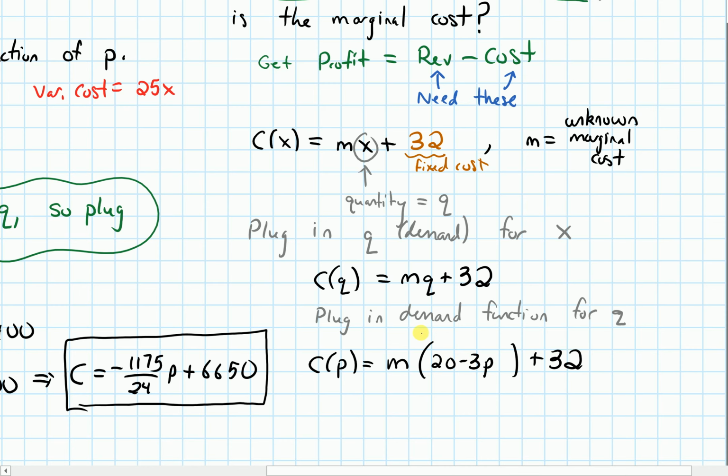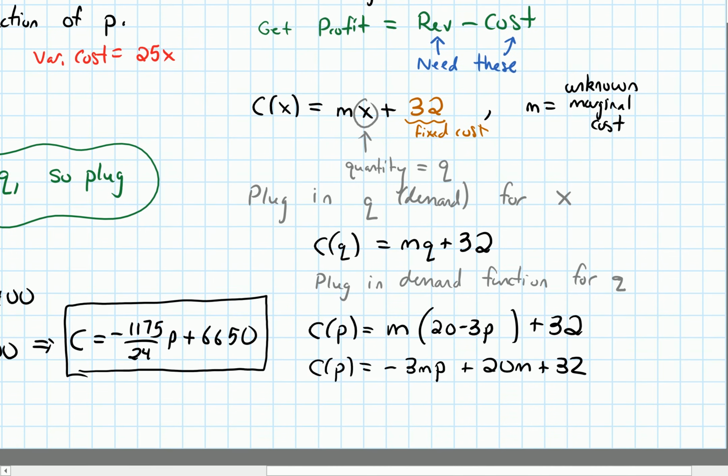And I can go ahead and distribute this and combine some like terms. So we get c of p equals, and I'm going to put the negative 3mp first, because that's the term that has the variable. And then I'll put the plus 20m plus 32 after that. Okay, so we have a cost function here. This is one of the functions that we will need for this problem. So I'm going to highlight this.